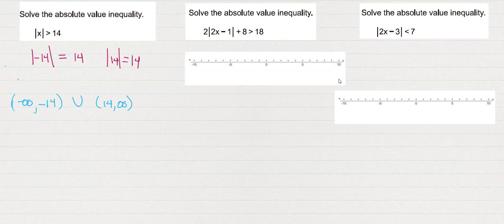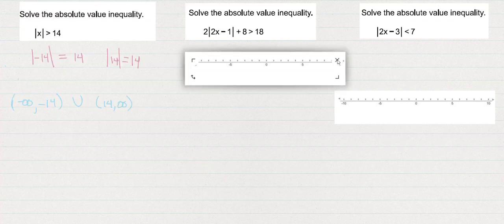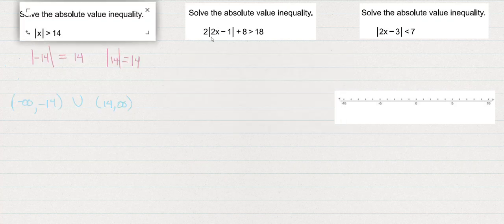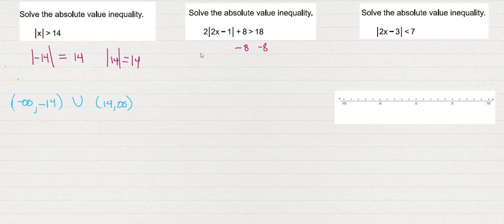Let's look at a couple more examples. So the first step here with this inequality that has add 8 and multiply by 2 is going to be to simplify the inequality to isolate the absolute value. So I could subtract 8 from both sides, and I would have 2 times the absolute value of 2x minus 1 is greater than 18 minus 8, which is 10.